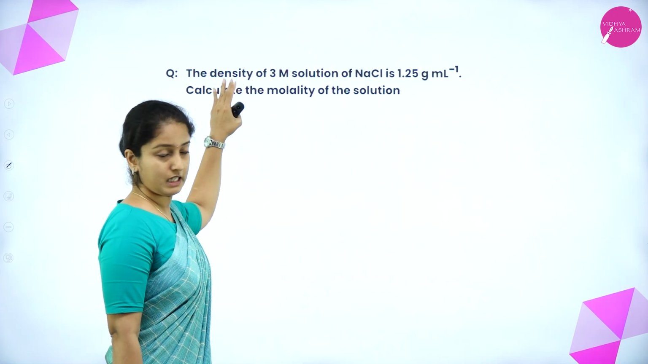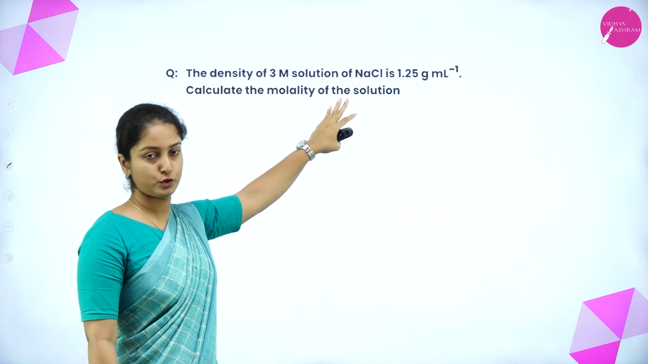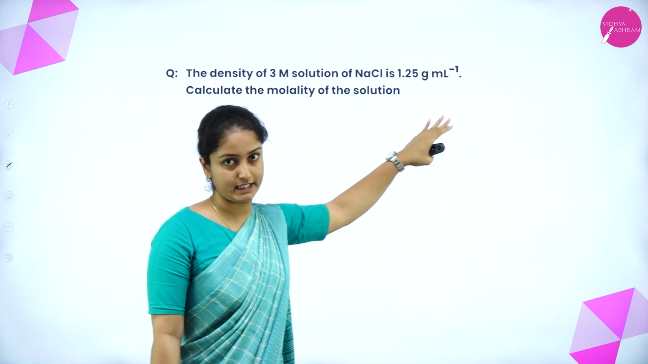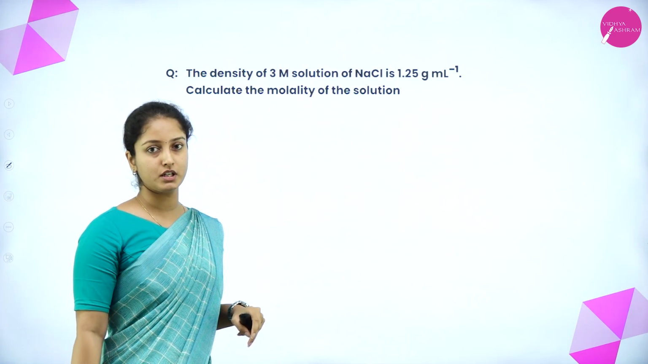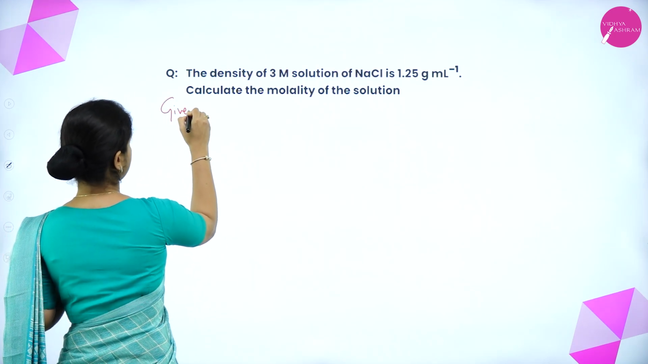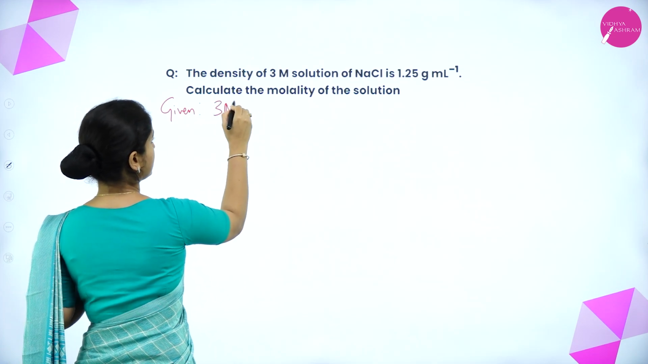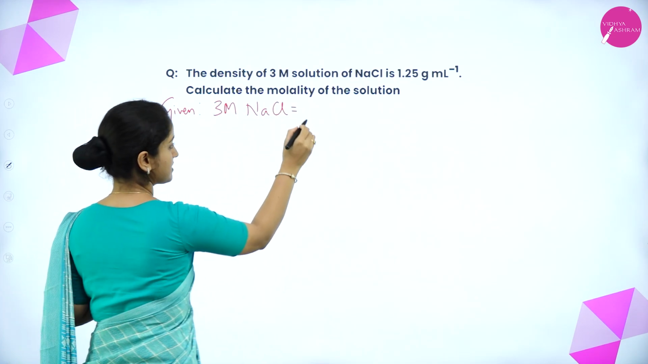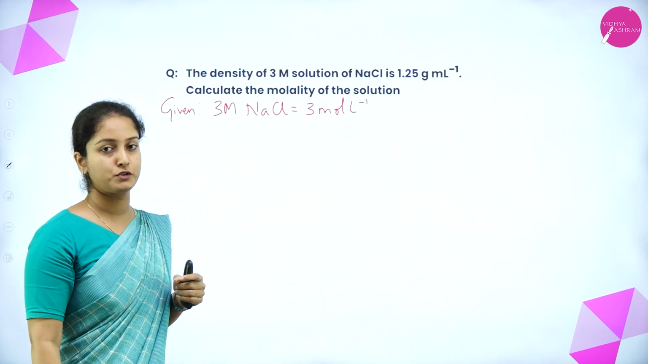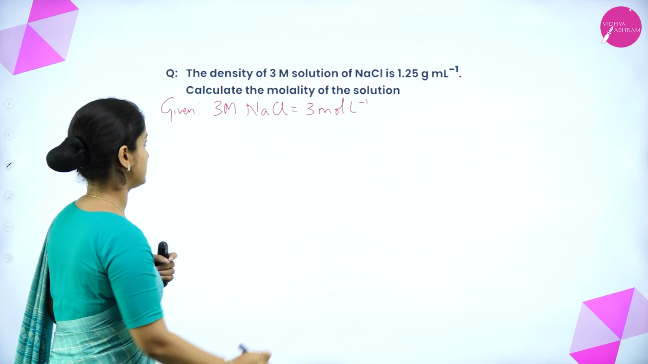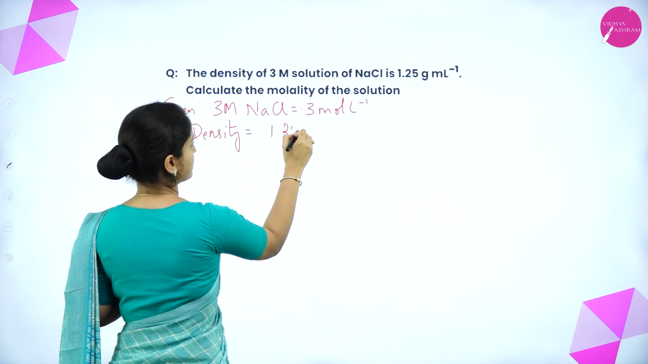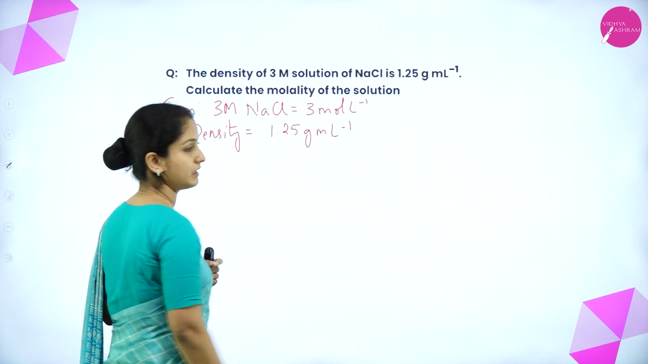So what is the question? The density of 3 molar solution of sodium chloride is 1.25 grams per milliliter. Calculate the molality of the solution. So first we shall write the given data, that is 3 molar of NaCl means it is 3 mole per liter. 3 mole of sodium chloride is dissolved in 1 liter of solution and then density is given, that is 1.25 gram per milliliter.